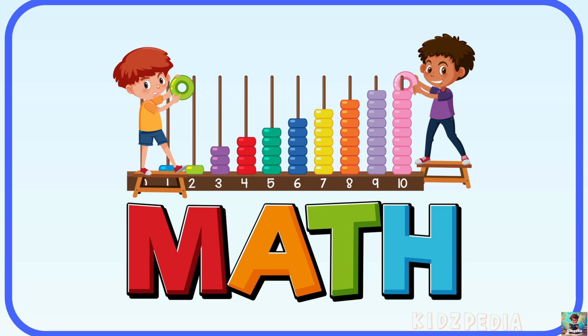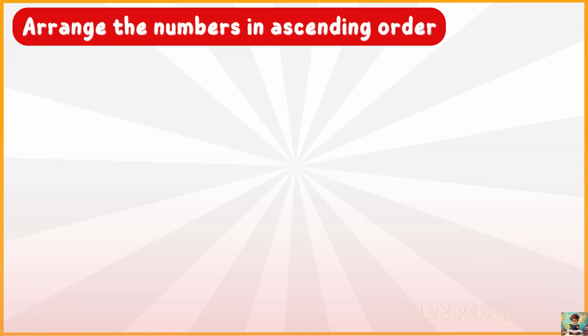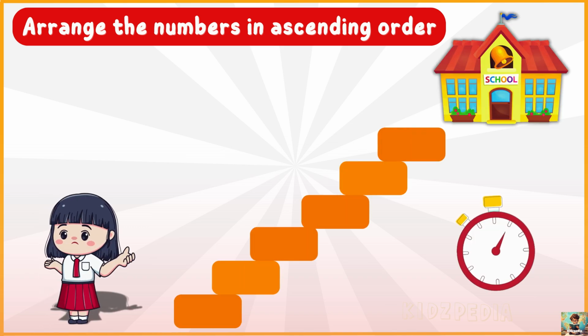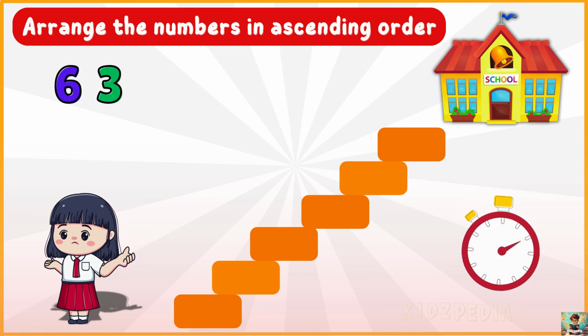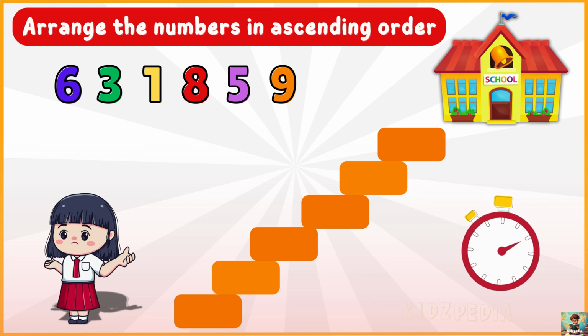Let's practice some more with this activity. Arrange the numbers in ascending order to help little Joe get to school on time. The numbers are 6, 3, 1, 8, 5, 9. Ascending order means smallest to the biggest. So what is the smallest number here?